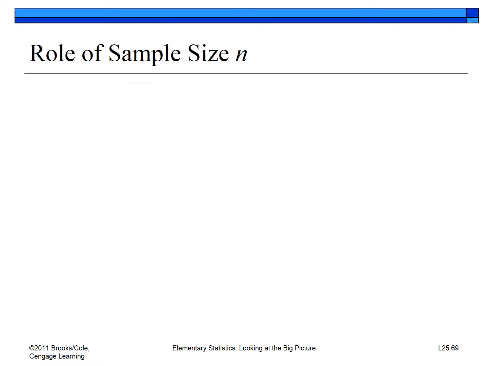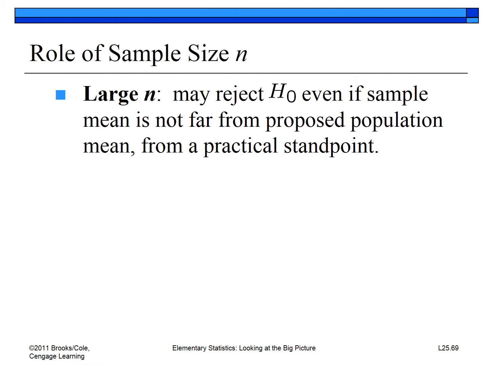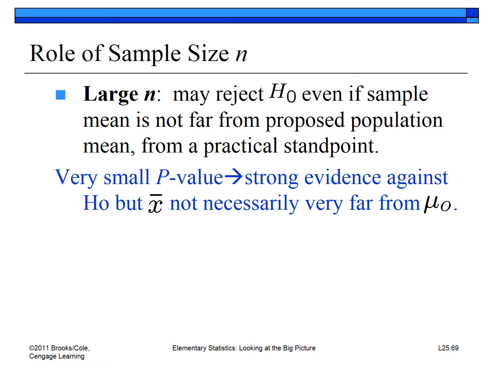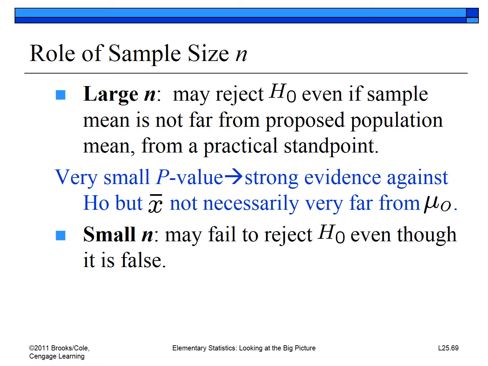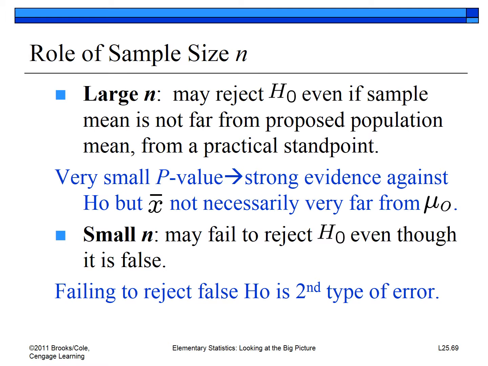Let's look at sample sizes. If n is really big, we may end up rejecting the null hypothesis, even if the sample mean and the proposed actual mean are very, very close together. Remember that a very small p-value means that we have strong evidence against the null hypothesis. But that doesn't mean that x bar may be very far away from the proposed population mean mu naught. If there's a small n, we might not reject the null hypothesis even though it's false. That's a type 2 error.